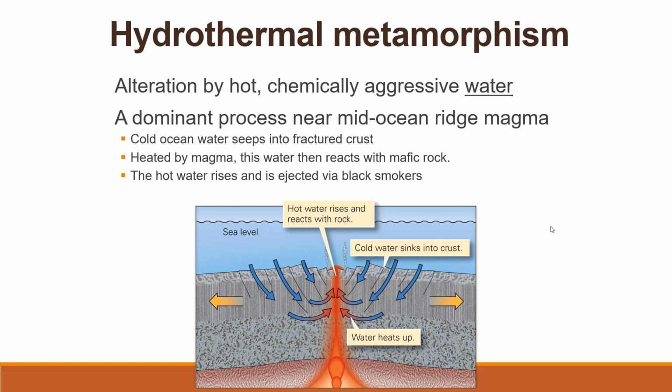So this hot, chemically aggressive water chemically alters the basalt. The process starts when cold ocean water seeps into fractured crust. It's heated by magma. The water then reacts with the mafic rock and is ejected at black smokers. The mafic rock is metamorphically altered.